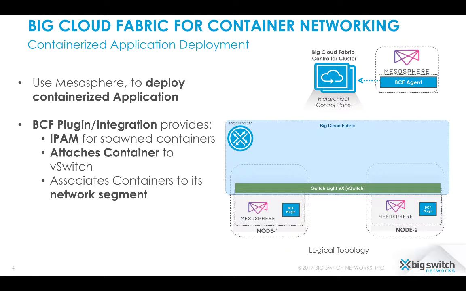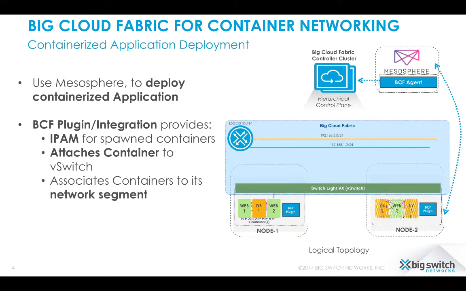The way the BCF plugin works is, as you deploy the containerized application using Mesosphere, the BCF plugin provides a unique IP address to the container based on the network segment configured for that application. Then it attaches the container to the BCF virtual switch on agent nodes. And then the BCF agent takes care of configuring the BCF controller with relevant segment membership configuration for the newly deployed application containers. From a network admin perspective, he or she would have full visibility into the containers, and the admin can continue to use current network operational practices for container networking as well.